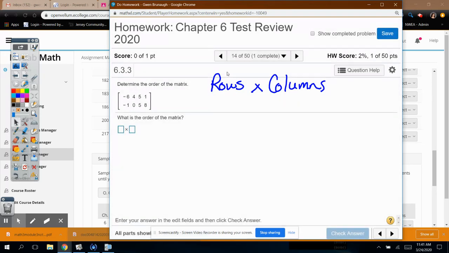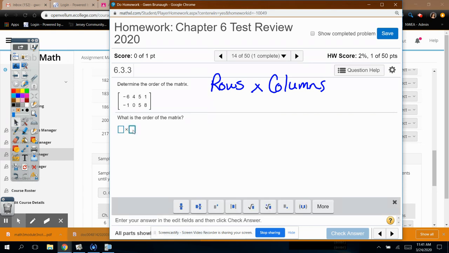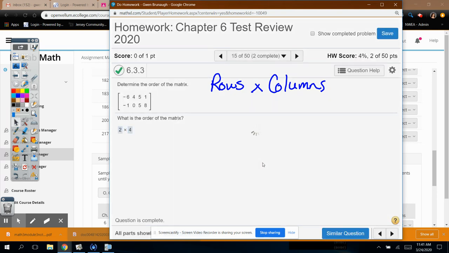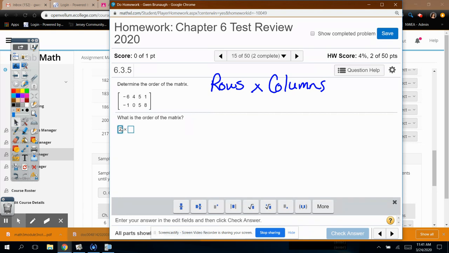Okay, next one is quick as well, rows by columns. So there's 1, 2, 3, 4 columns. So this one is a 2 by 4. Oh, bonus, same exact one. It's also a 2 by 4. Look at this, we're just making great progress.